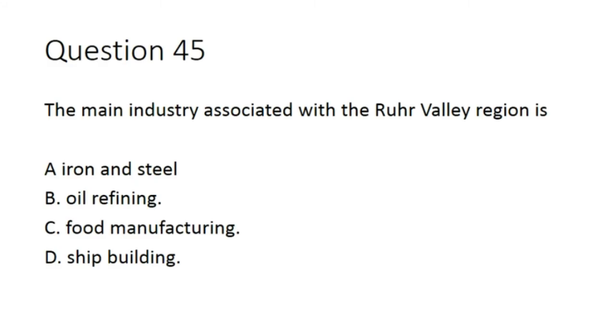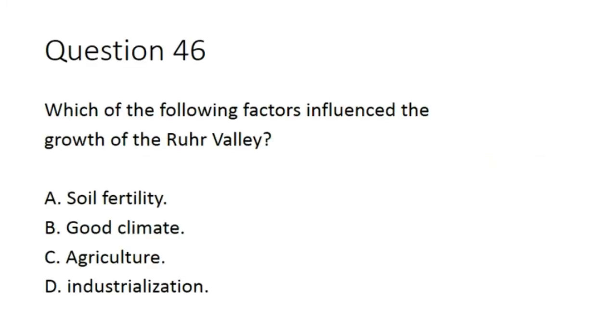45. The main industry associated with the Ruhr Valley region is A. Iron and steel, B. Oil refining, C. Food manufacturing, D. Shipbuilding. The correct option is iron and steel. 46. Which of the following factors influenced the growth of the Ruhr Valley? A. Soil fertility, B. Good climate, C. Agriculture, D. Industrialization. Industrialization is one of the factors which influenced the growth of the Ruhr Valley.